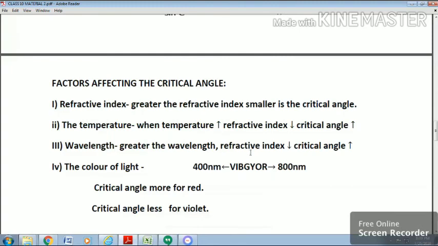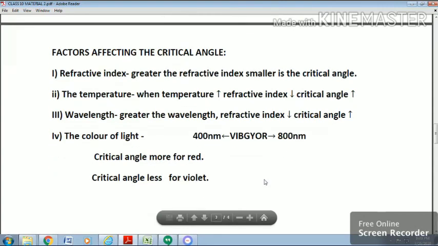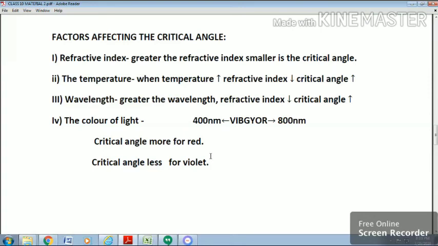So for color, to make it more simple, I have taken this example, in this figure. Here the wavelength of violet color is 400 nanometer and red it is 800 nanometer. So critical angle is more for red. That means wherever wavelength is more, critical angle will be more. Wavelength is more for red, so critical angle is more for red. Critical angle is less for violet. So these are the factors on which the critical angle depends, and this is how it is interrelated.